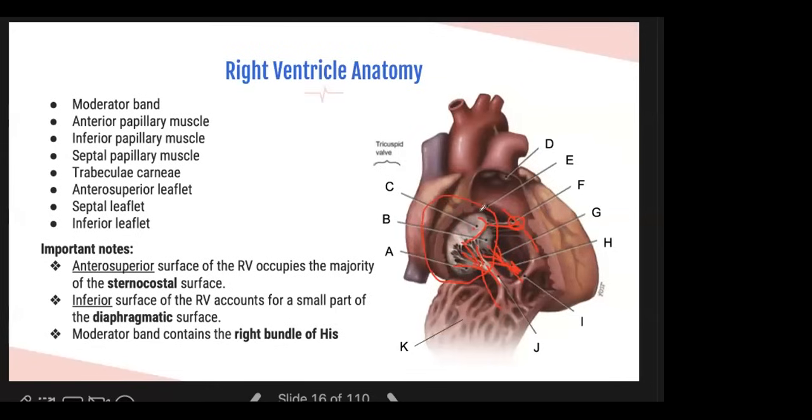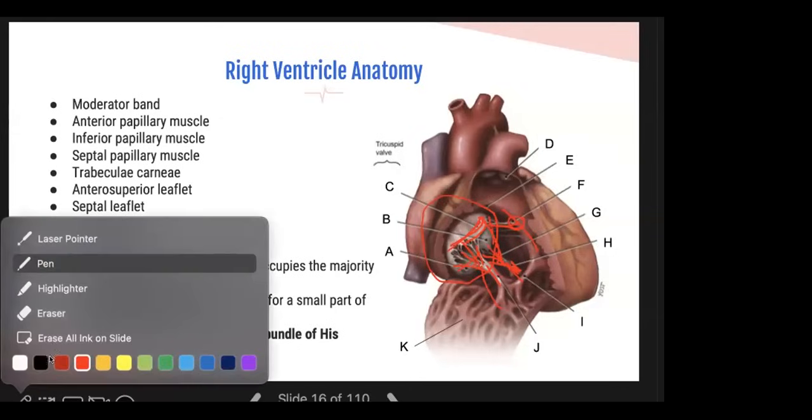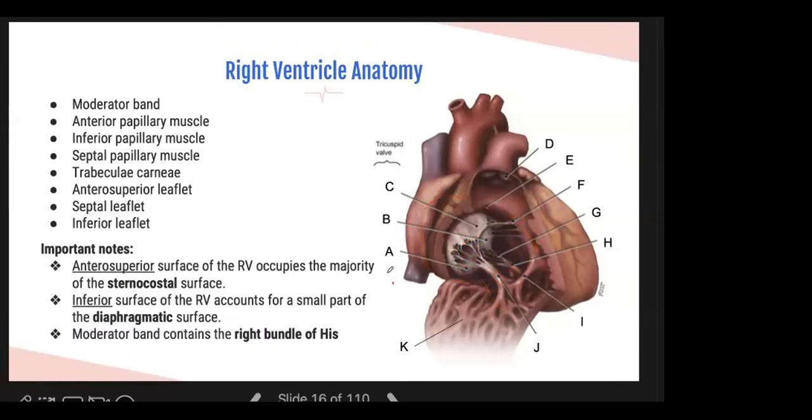And then you have the 3 cusps. These are the 3 leaflets. You have the anterior superior leaflet, the inferior leaflet, and the septal leaflet. These are the three cusps, the three leaflets of the tricuspid valve. And then you have, obviously, this is what we call the moderator band.